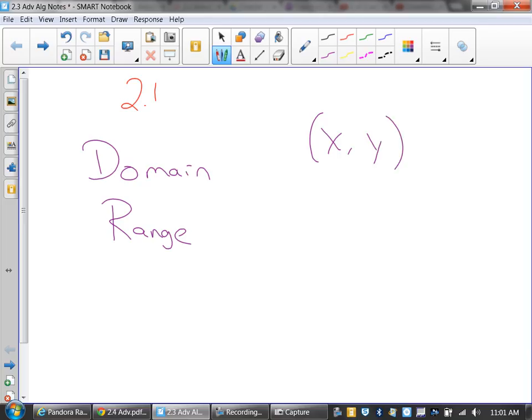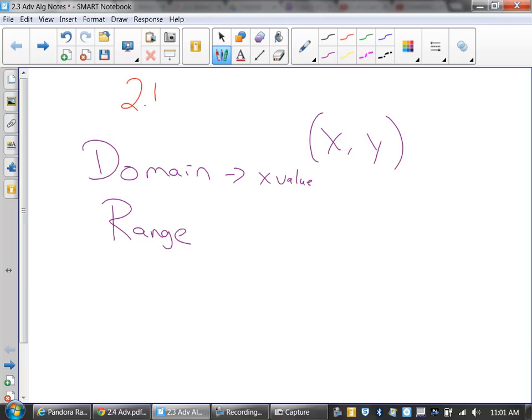What comes first in the alphabet, x or y? X. What comes first in the alphabet, domain or range? Domain. What do you think the domain goes with? X. What do you think the range goes with? Y. Boy, that was tough. That's it. Your domain is always going to be your x values.